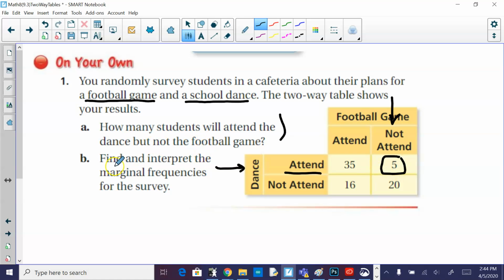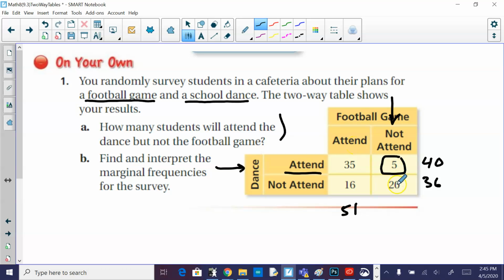So the answer to that question would be 5 students will attend the dance, but not the football game. Then find and interpret the marginal frequencies. I think we can do that kind of quickly. So 35 plus 5 means there are 40 people who said they are going to the dance. 16 plus 20, there are 36 people who said they're not going to the dance. And there are 35 plus 16, that's 51 people said they would go to the football game.